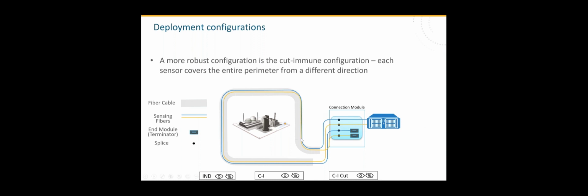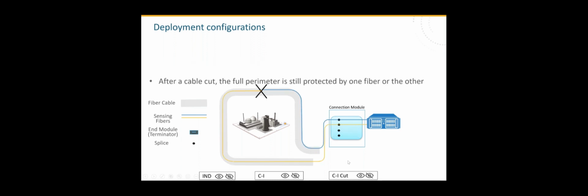And the benefit of this system is that if the cable gets cut somewhere, the perimeter is still covered fully by either one fiber or the other, because of having the two fibers, managing the deployment in terms of the direction that they're coming at. So this is the FiberPatrol FP1150 cut immune configuration.